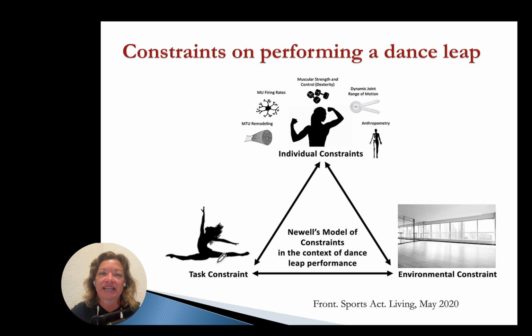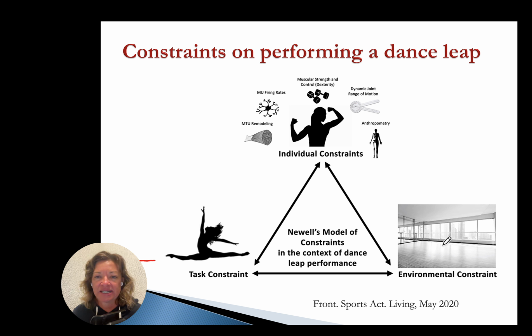In this article, they're looking at constraints on performing a dance leap. Now here's our dancer over here, and the task constraint is how does this task need to be performed? What are the criteria for success? And you can see the dancer, and I'm not a dancer, but in this task, her legs are parallel to the floor. That might be the threshold in a full split to performing this task successfully.